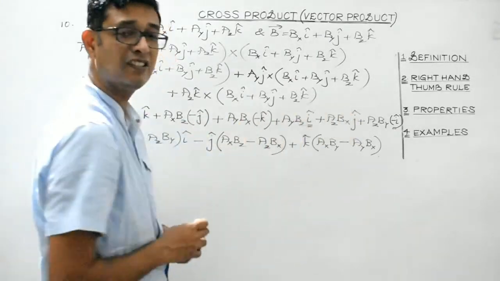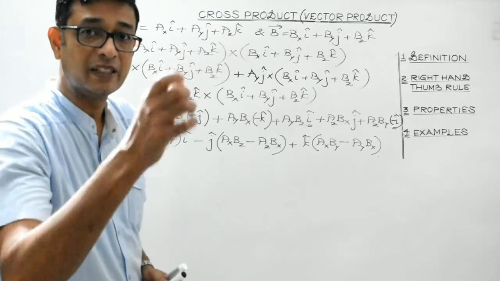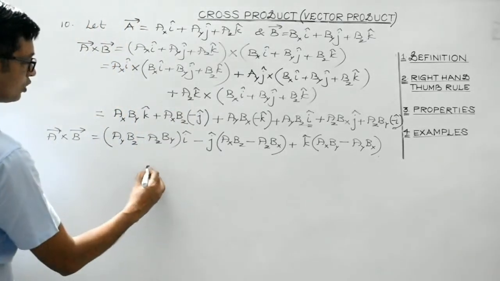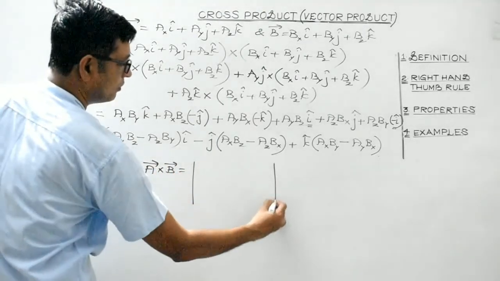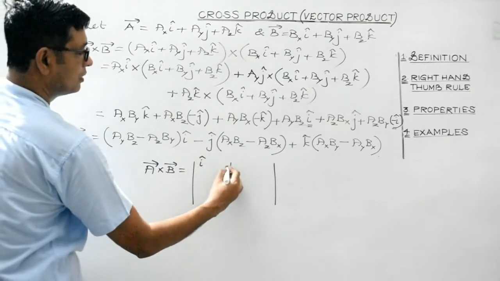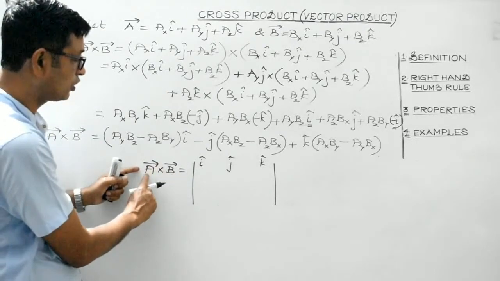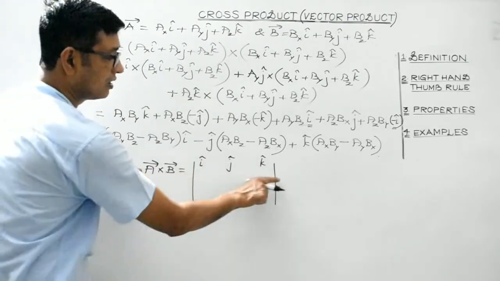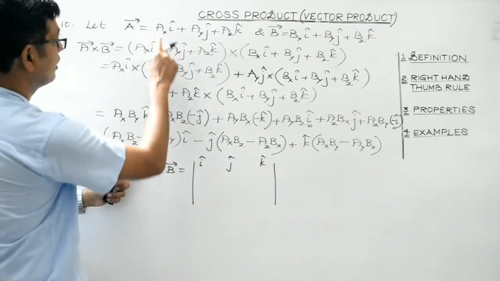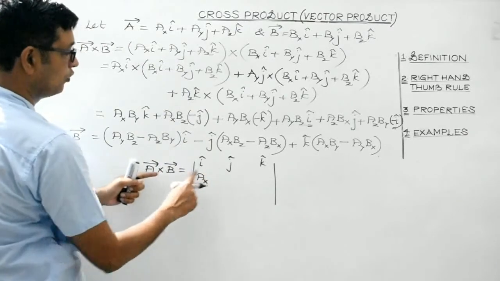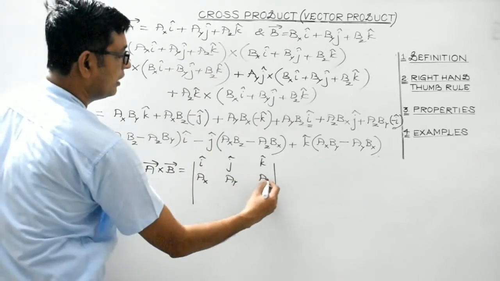How to remember this result? This result can be remembered if you write it in the determinant form, right? So for simplicity, you can also remember the result using the determinant form. This is i cap, this is j cap, and this is k cap. Now if you consider a cross b, then the coefficients of i, j, k of a vector are to be written in this column, right? So the coefficient of i cap of a vector is ax. Coefficient of j cap of a vector is ay. And similarly over here az.